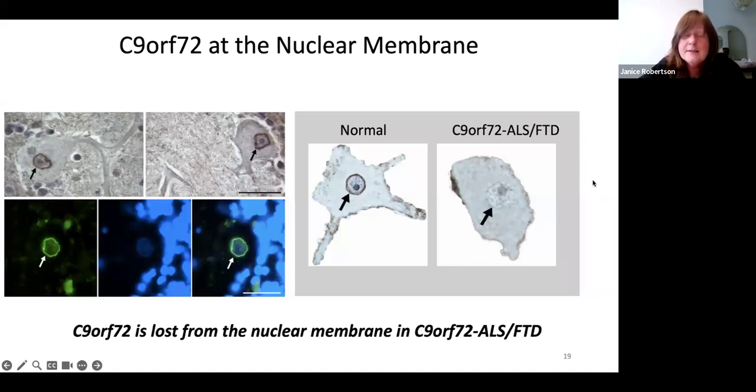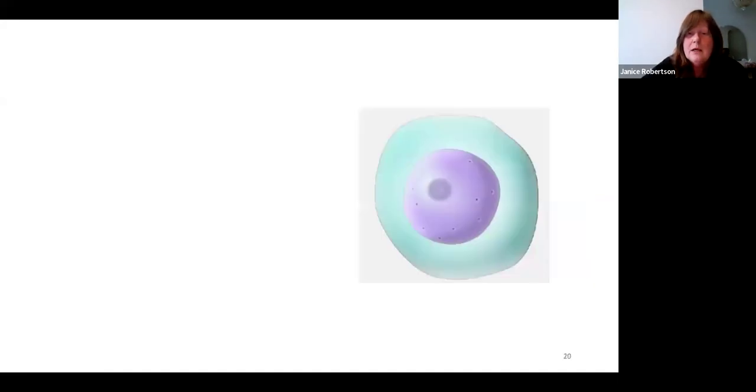And so therefore we considered that if you don't have C9orf72 at the nuclear membrane, what is it doing there? Is it causing disruption of the nuclear membrane? And so I just want to really show you, this is a cell, this is the nucleus. And within the nucleus, there are these little pores, and this is how things are trafficked in and out of the nucleus, proteins, RNA, and this is the machine of the cell. This is where all your DNA is, this is where your RNA is made, and then it's exported out of these pores, and proteins are exported out, and other things are exported in. So you want to have good functioning of these nuclear pores.